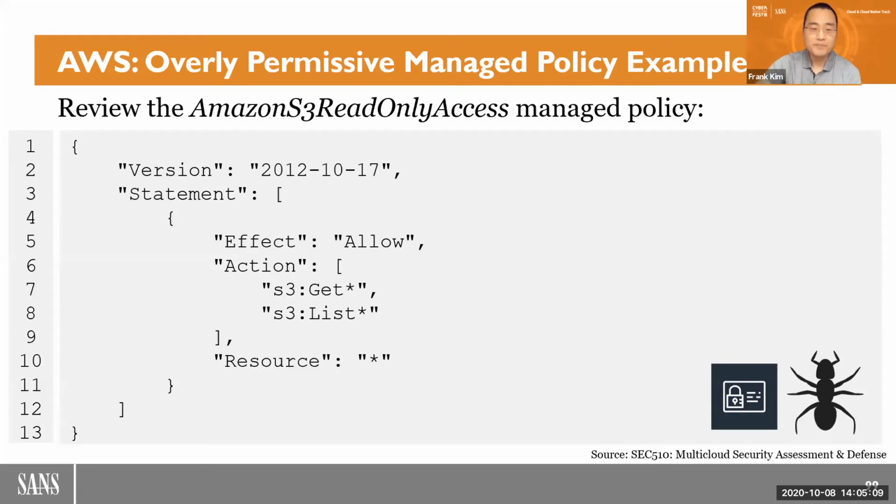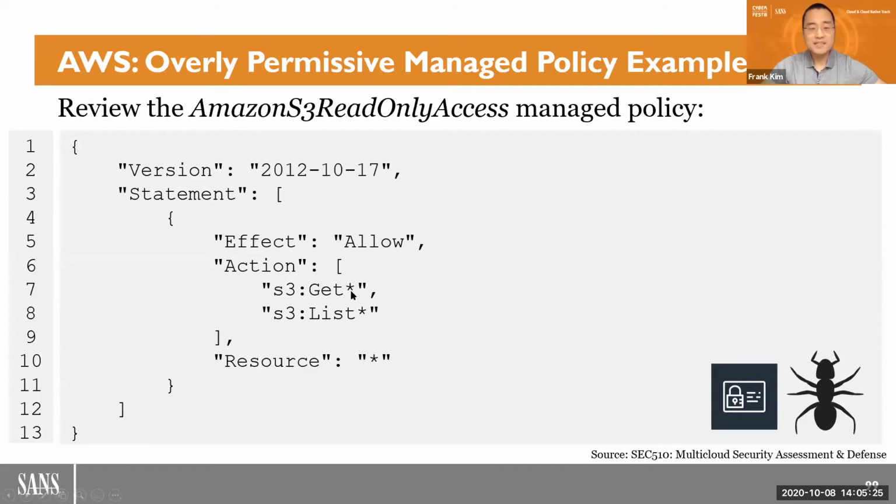Now we know when reviewing policies, anytime there's a star, that catches your eye and you want to pay a little more attention to it. So this out-of-the-box policy is good because it only limits you to doing get and list operations.